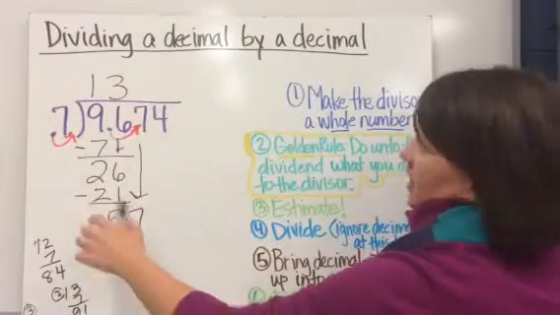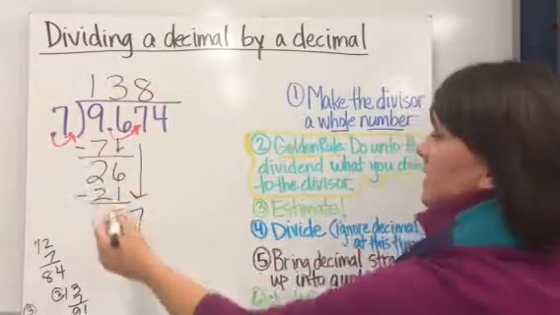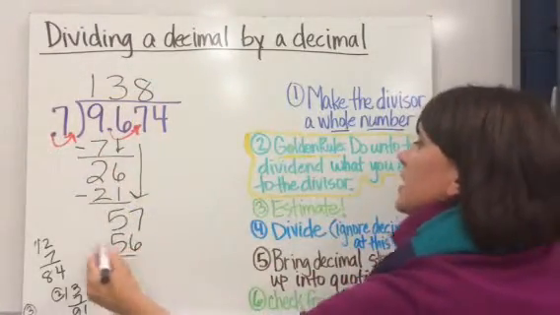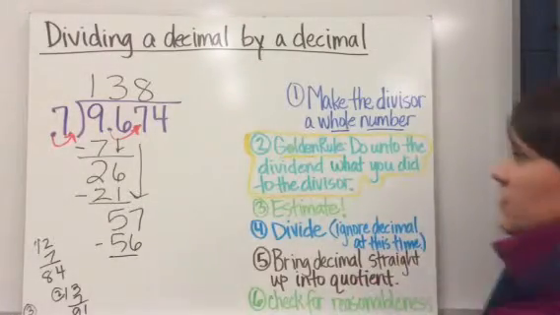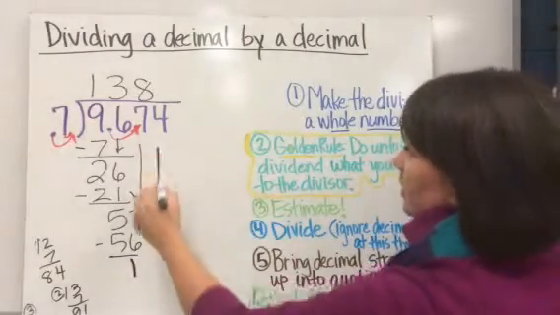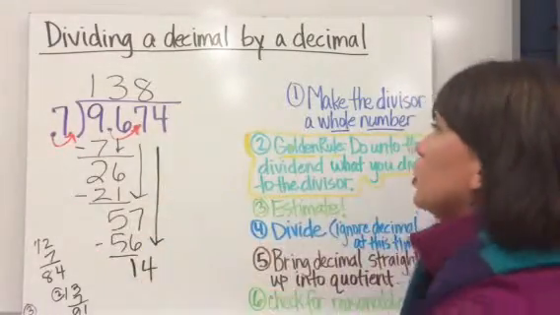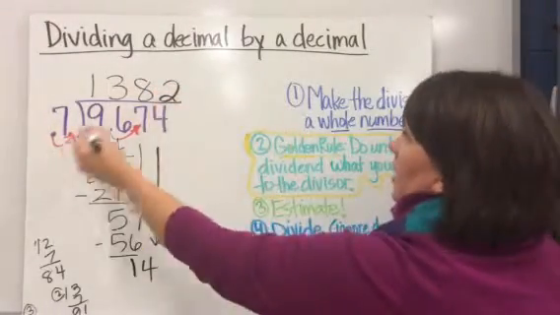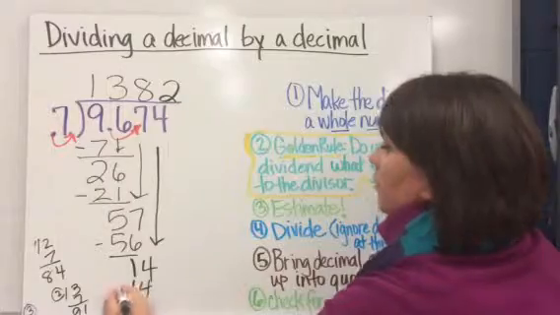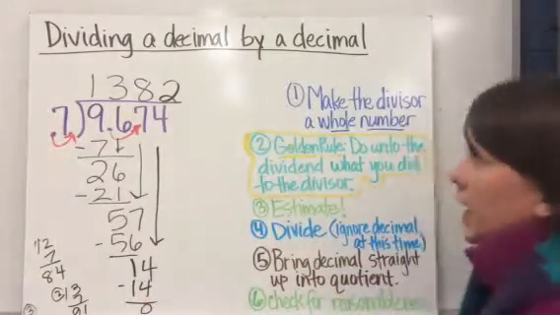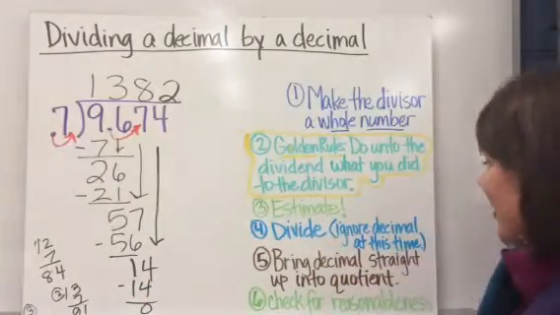7 goes into 57 8 times. 7 times 8 is 56. Subtract, 57 minus 56 is 1. I still have something to bring down. It's a 4. 7 goes into 14 twice. 7 times 2 is 14. 14 minus 14 is 0, and I'm almost finished.